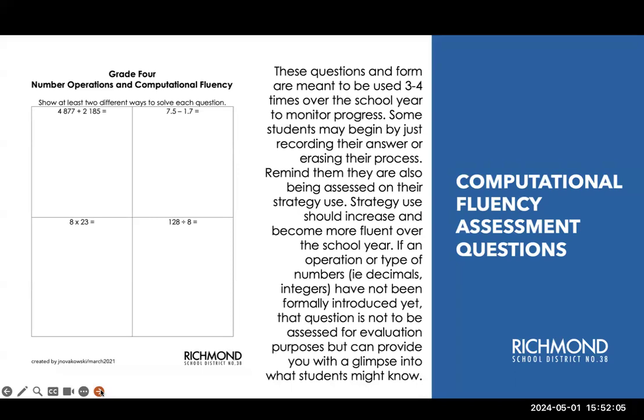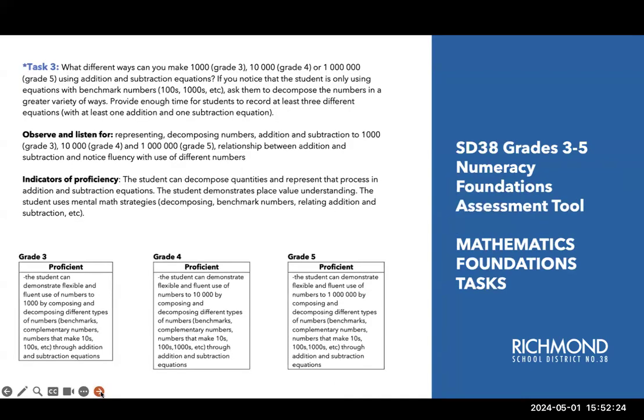For example, at grade 4, if you haven't done addition and subtraction of decimal numbers yet, then it wouldn't be fair to assess that question, but you might leave it there and not cross it out just to see if students attempt it. And that might give you some insight into what they know. So those forms, again, are available on the portal. As part of the assessment tool, there's a K-2 one and the 3-5 one.